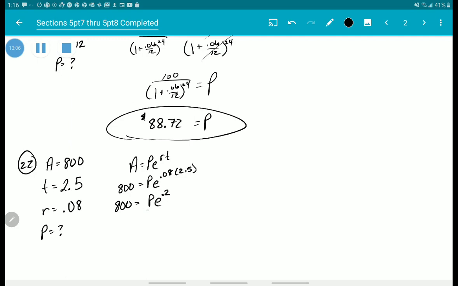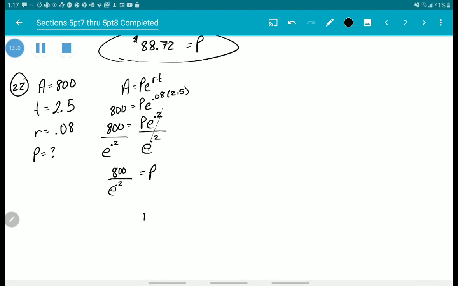To get P by itself, we're going to divide by e to the 0.2. Now, that's not going to be a very nice number, but once again, we're going to keep that exact value so that when we type that final answer in, we're going to be accurate up to 2 decimal places. We would actually be accurate to as many decimal places as we want if we use that exact value. But since we're talking about money, we need 2 decimal places. So we need $654.98 to invest now so that we would have $800 in 2.5 years.